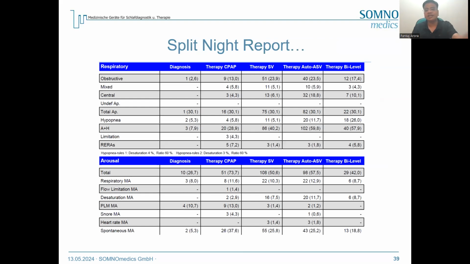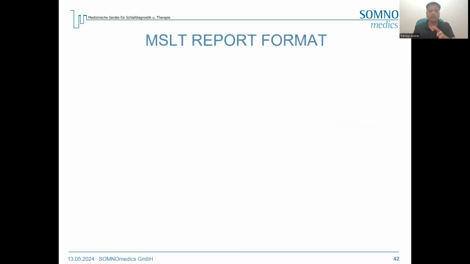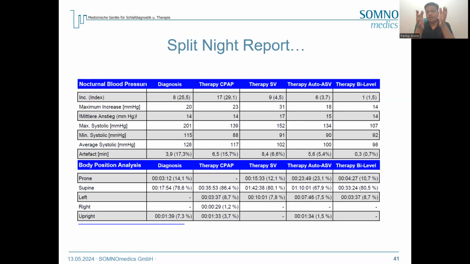Again, it will give you what has happened to the respiratory parameters during diagnosis and during the therapy, and how the arousals were in the diagnostics and how the arousals are during the therapy. Similarly, it will give you the PLM index during the diagnostic and during the therapy, and how the heart rate was during the diagnostics and during the therapy. So this is how it will give you a comprehensive split night report, and you can give this to the patient in case you're doing a split night study.